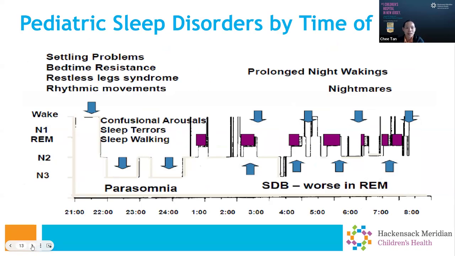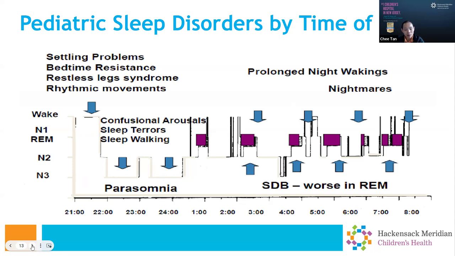And in regards to presentation at different times of the night, as you heard from Dr. Ngai about the normal sleep architecture, during a bedtime period, you may hear parents complain about settling problems, refusing to go to bed. Some teenagers may complain about restless legs issues. And in children with Down syndrome or some neurodevelopmental issues, they may have body rocking that soothes them to sleep. So this will present around bedtime.